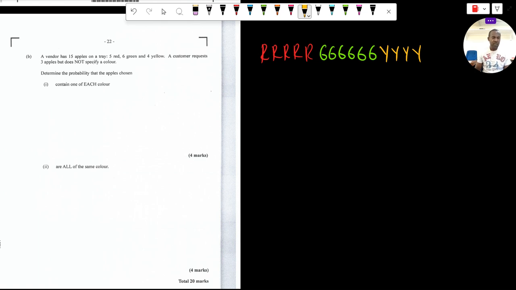Now, they want us to find the probability that the person having requested 3 apples will get one of each color. So we want to find the probability of getting 3 apples, each of a different color. One of each color. So the probability of getting 3 apples, one of each color.